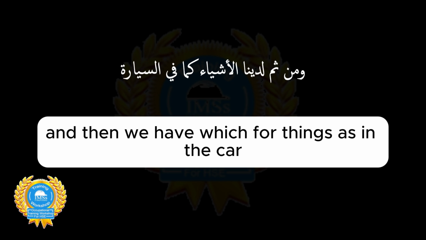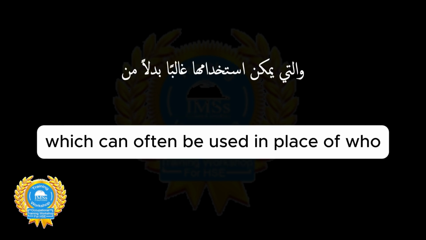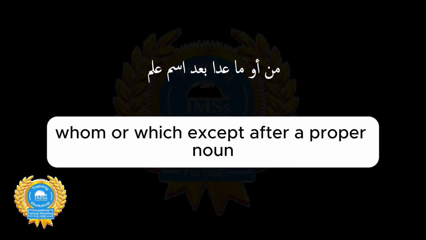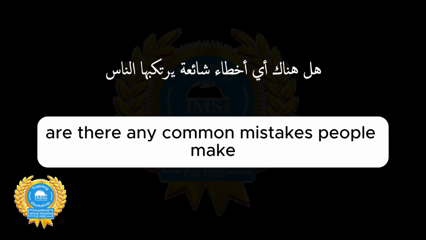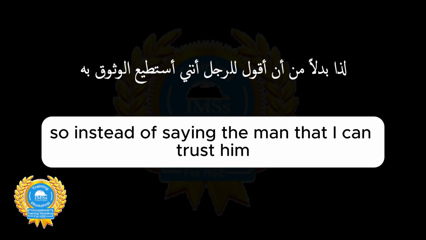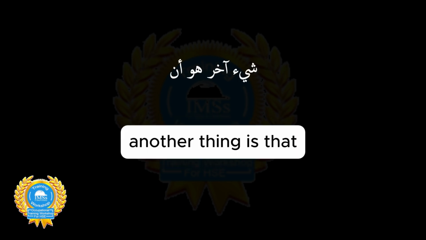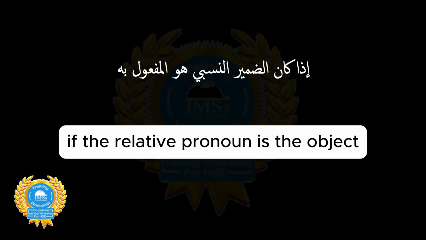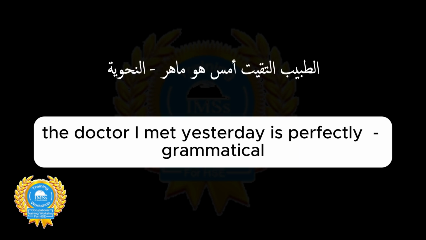Exactly. And then we have which for things, as in the car which I bought, and don't forget that, which can often be used in place of who, whom, or which, except after a proper noun. So the man that told me or the car that I bought are both perfectly good. Oh, that's good to know. Are there any common mistakes people make with relative pronouns? One common error is repeating the pronoun as the object. So instead of saying, the man that I can trust him, you should simply say, the man that I can trust. Another thing is that if the relative pronoun is the object, you can sometimes just leave it out. The doctor I met yesterday is perfectly grammatical.